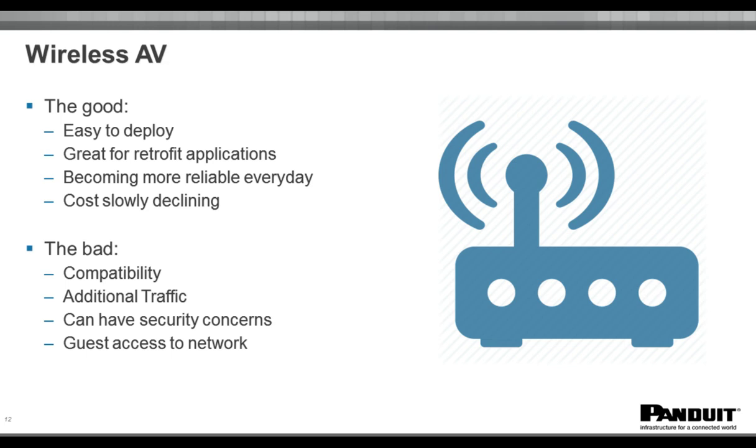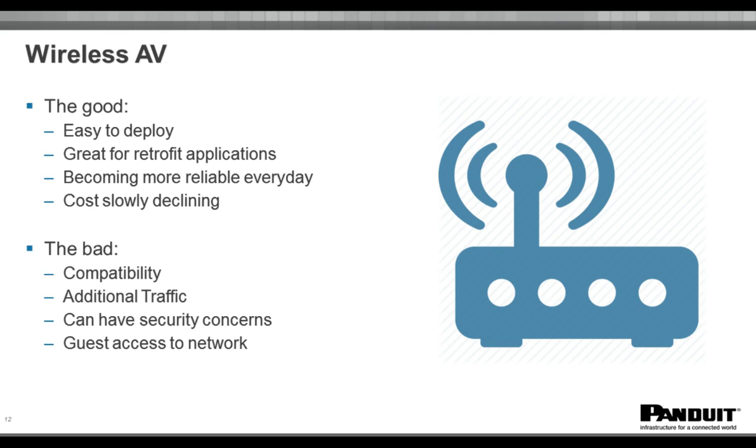Unfortunately, with wireless AV, some of the downsides are compatibility issues and frequent firmware updates. It can provide additional traffic on your network, and with some instances and some devices, there are actually security concerns as well. You have a guest presenter coming into a corporate enterprise, and now they have access to their whole network by just accessing their AV wireless system in one conference room. So not the case with all manufacturers, but a couple of the wireless solutions out there do have that security concern, so just be aware.